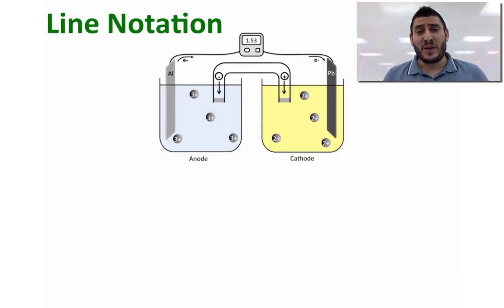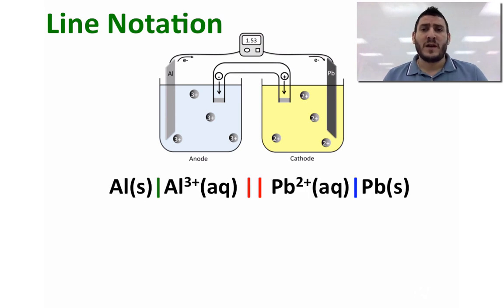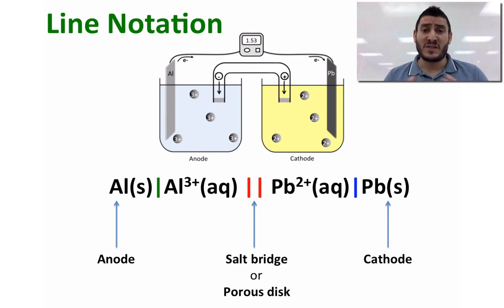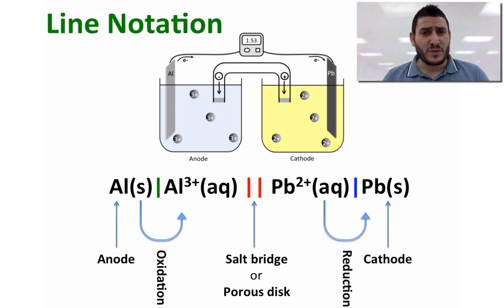Once a galvanic cell is built, we can describe it using what is called line notation. In the line notation, we start by writing the anode to the far left, the cathode to the far right, and then two lines in the middle that will represent the salt bridge or the porous disk. Now, between the electrodes and the solution, we put a line, and therefore, since aluminum is getting oxidized into aluminum 3+, we put a line between aluminum and aluminum 3+, and lead 2+ is getting reduced to lead solid, and there is a line in between these two.